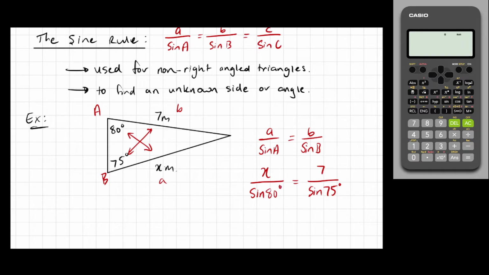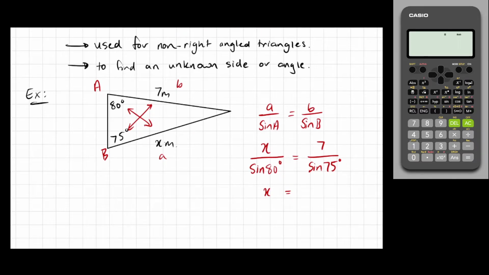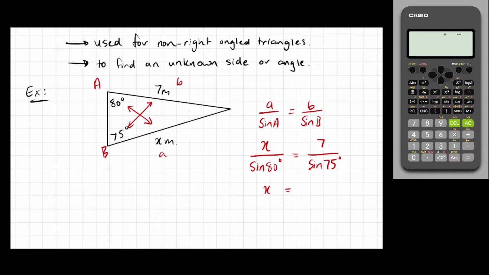Okay, so we've got this statement now, and to find what my x value is, all we need to do is rearrange it in terms of x. So we need to move this sine 80 to the other side. It's x divided by sine 80, so I'm going to multiply both sides by sine 80 degrees. And so we get x is equal to 7 over sine 75 degrees times sine 80 degrees, and we'll put that into our calculator.